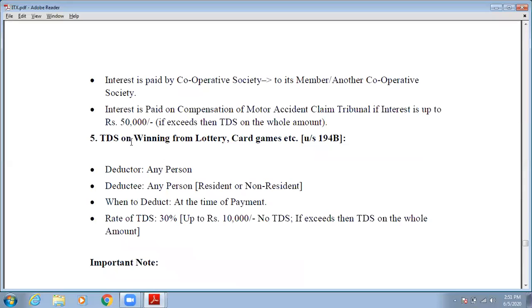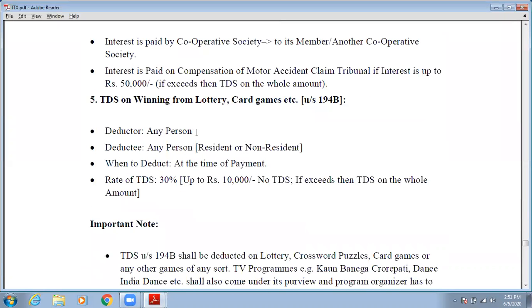Okay. So if you are paying an amount on winnings from lottery or card games, then in that case who will be the deductor? Any person can be the deductor. Who will be the deductee? Any person, resident or non-resident both. Okay. On resident also tax.